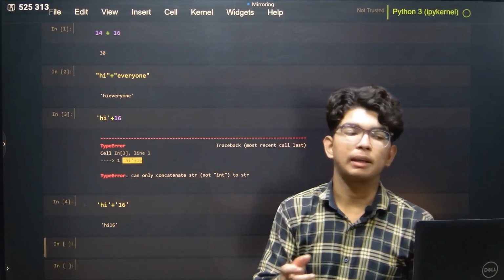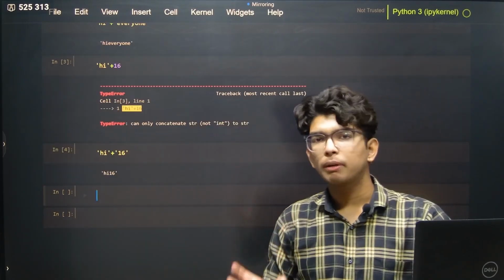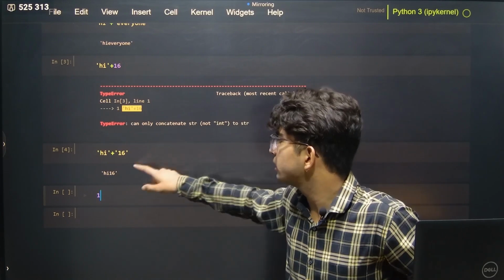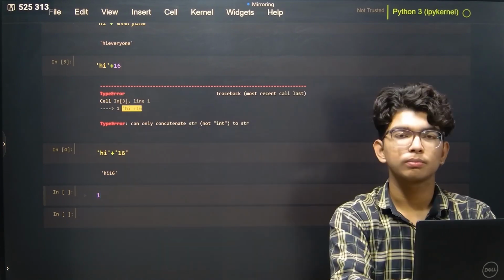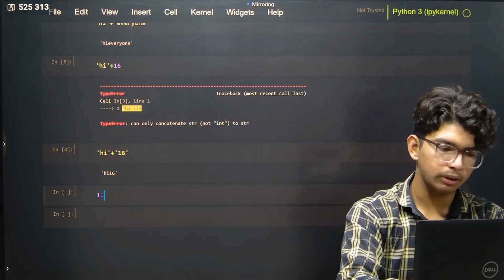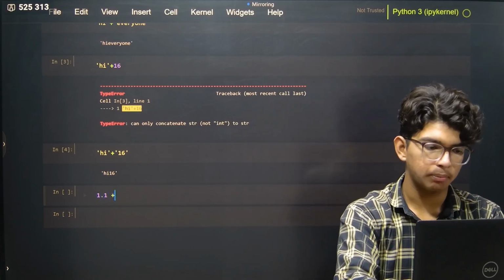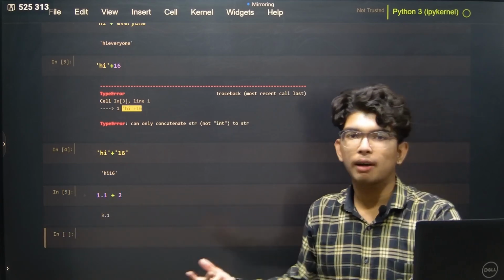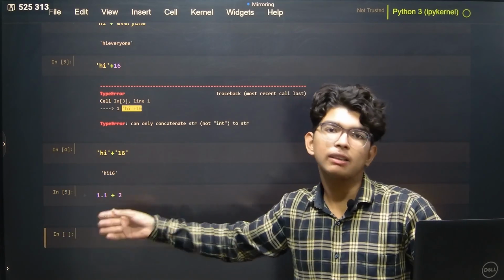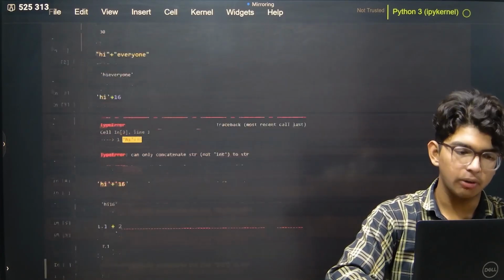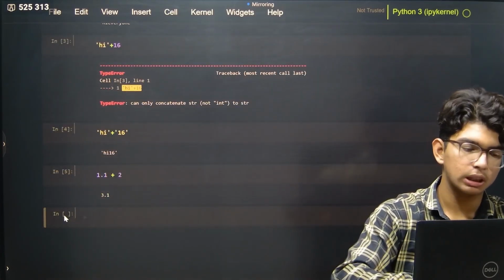In numbers we have different data types. First is integer, which we have already done with 16 here. Now let's try the float data type. 1.1 plus 2. We got the output 3.1, basic math, nothing else. Now we have done the addition. Now let's move forward to subtraction.